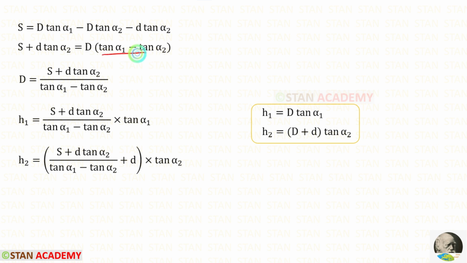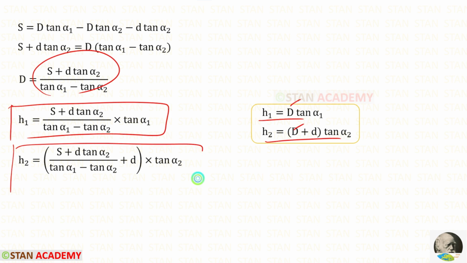We can take this term on the other side. It will come in the denominator. This is the expression to find the distance d. In these two expressions, instead of d, we can apply this so that we will get these two expressions.